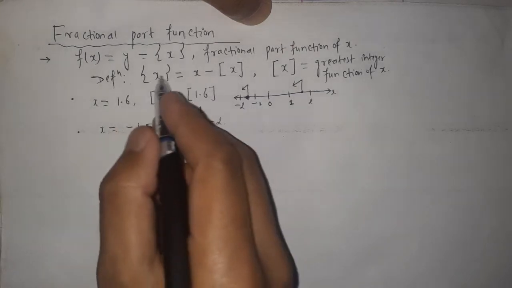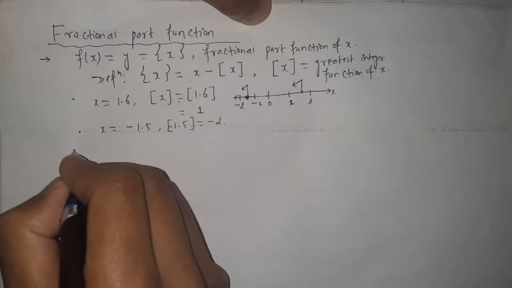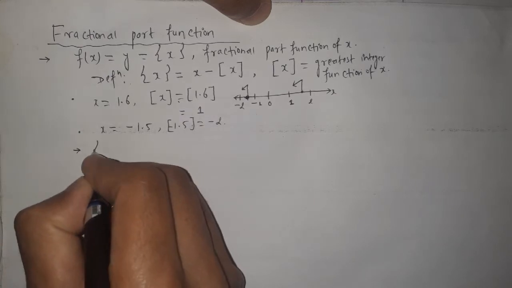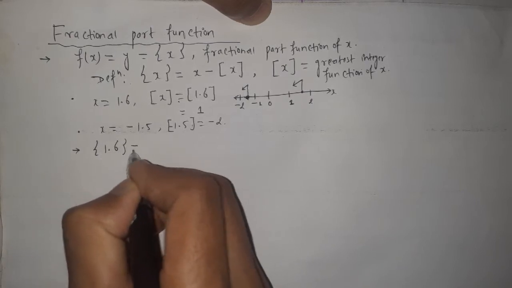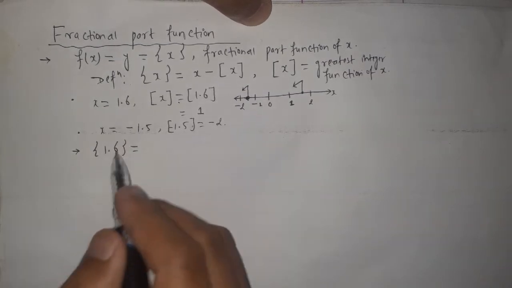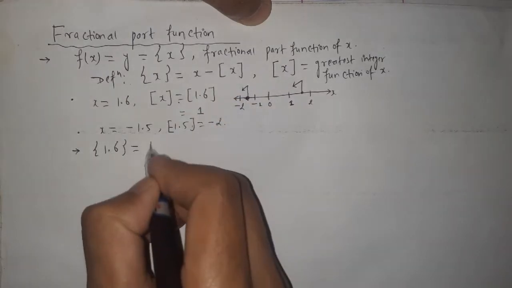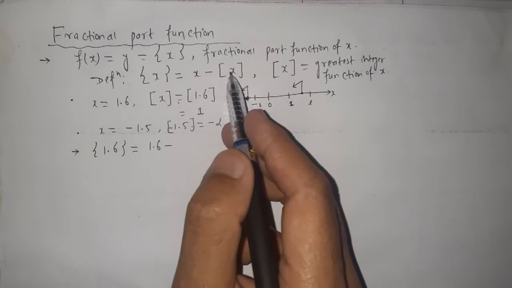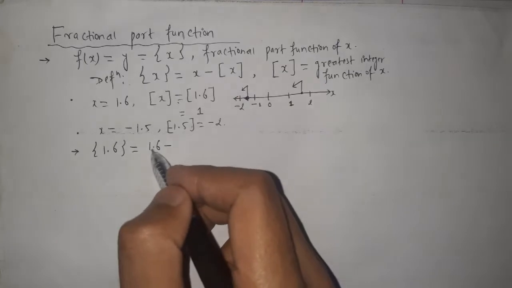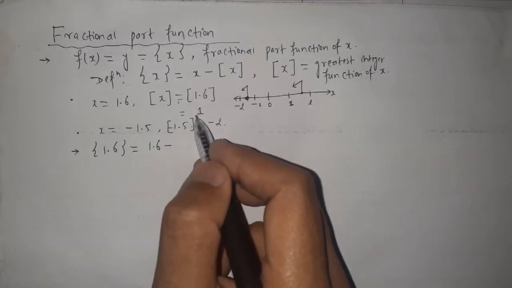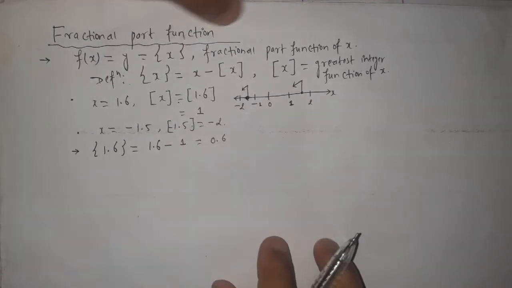Let's calculate the fractional part functions on these inputs. The fractional part function of the input 1.6: it is defined as x minus the greatest integer of x, where x is taken as 1.6. So 1.6 minus the greatest integer of this input, and the greatest integer of 1.6 is calculated as 1. So 1.6 minus 1 gives 0.6.